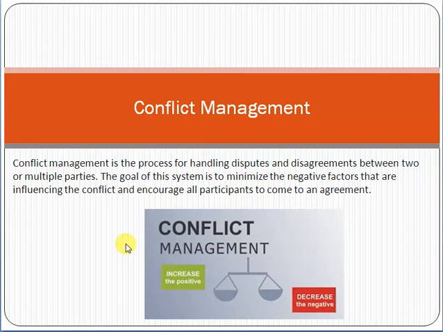So friend, conflict management is a process for handling disputes and disagreements. Remember one thing, conflict means disagreement. So it means handling the disagreement between two parties or more than two parties, and the goal of the process is to minimize the negativity between the parties and encourage all participants to reach an agreement. That is called conflict management. This process is called conflict management.